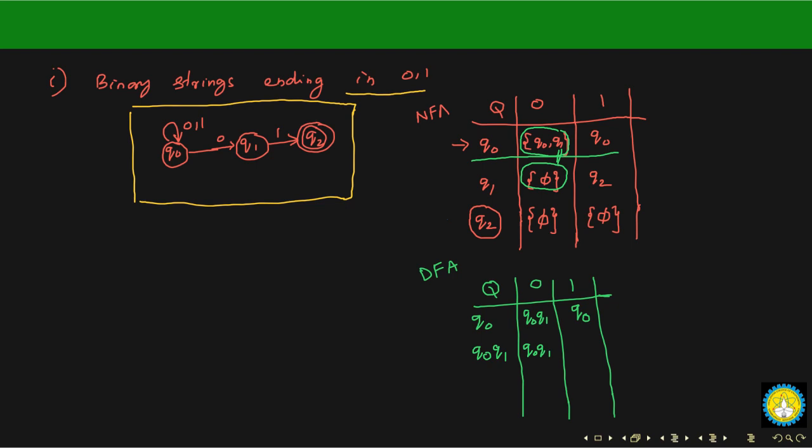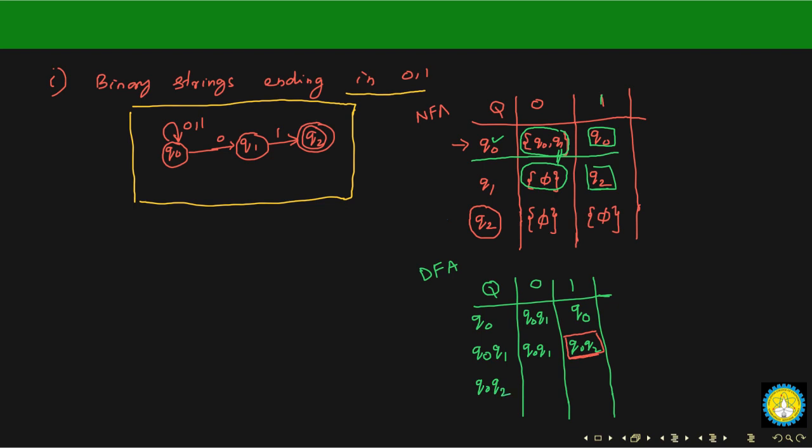Okay, and for the transition on 1 from Q0 Q1, we know that Q0's transition on 1 is Q0 itself. And for Q1, the transition on 1 goes to Q2. So we have to combine these two. So it will be Q0 Q2, right? Now again we have another new state here, which is Q0 Q2. Q0 Q2 is something which we have not seen till now. Now we want to write the transitions of Q0 Q2.